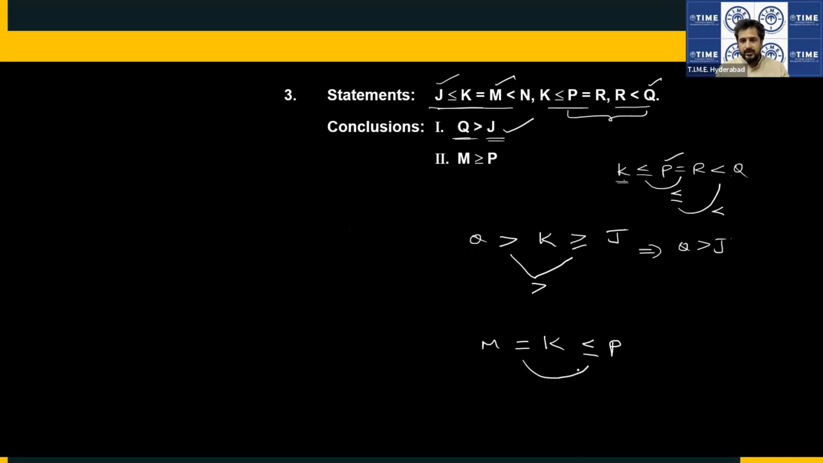So equal to and less than or equal to leads to less than or equal to. So the conclusion we can derive is M less than or equal to P. But the conclusion given is M greater than or equal to P. So 2 does not follow. So only 1 follows. That is choice 1.